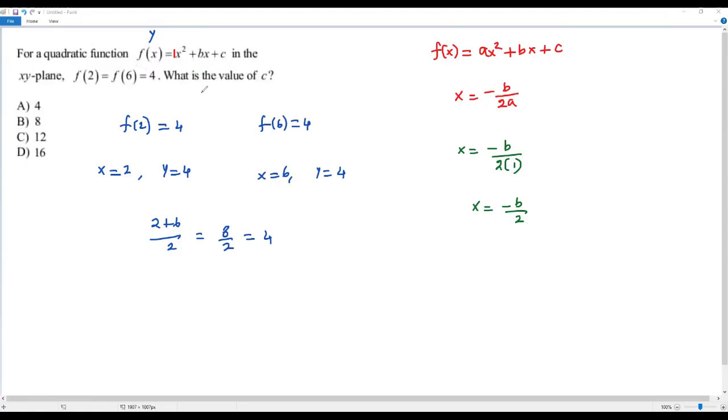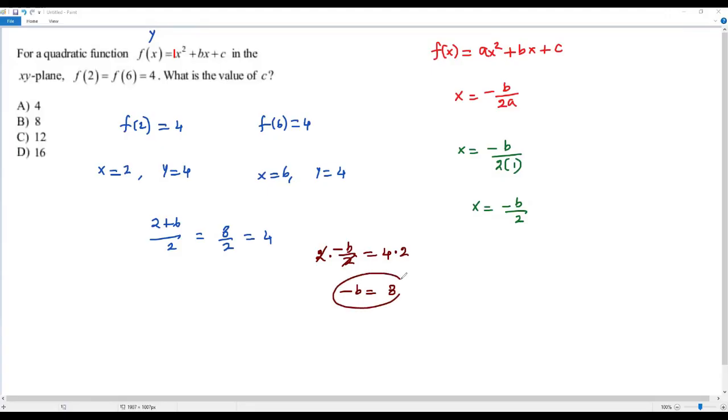But I already got the x coordinate of the vertex, that is 4. So this 4 and this -b/2 both represent the same thing, the x coordinate of the vertex. Since both of them represent the same thing, we can equate them: -b/2 = 4. Now let me multiply both sides of this equation by 2. When I do so, this 2 will cancel out. I am getting -b = 8.